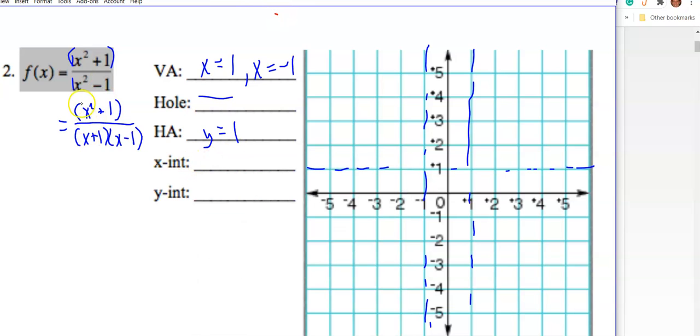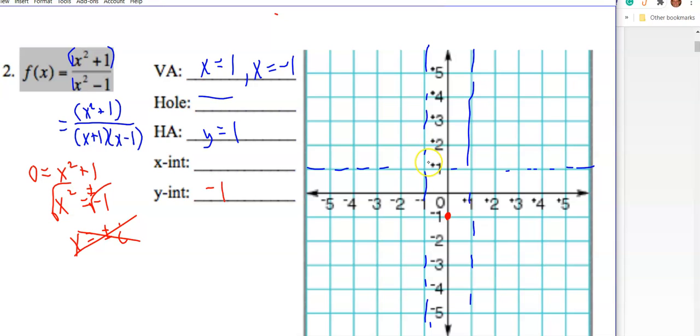Find the y-intercept, so that's easy. Just plug in 0 for x, and that'd be 1 over -1, which is -1. Find the x-intercepts, so you're going to say 0 equals the numerator, which is x squared plus 1. Denominator will go away. So x squared equals -1, so square root of both sides. Don't forget plus or minus. X equals plus or minus i. Well, I can't graph i on here, so it doesn't cross the x-axis.